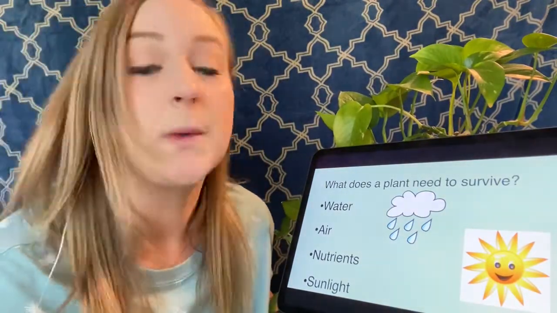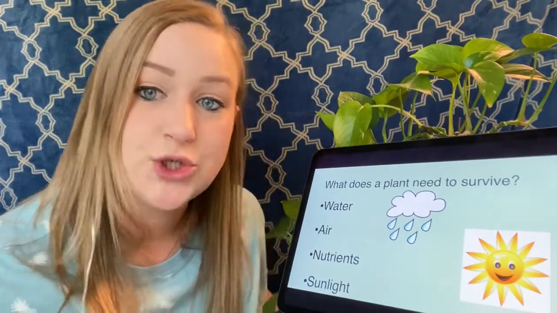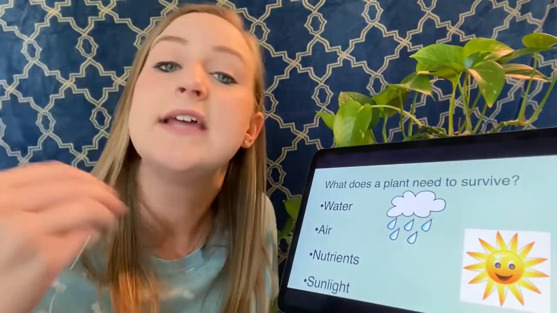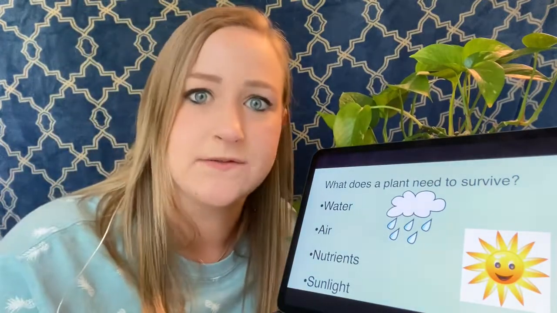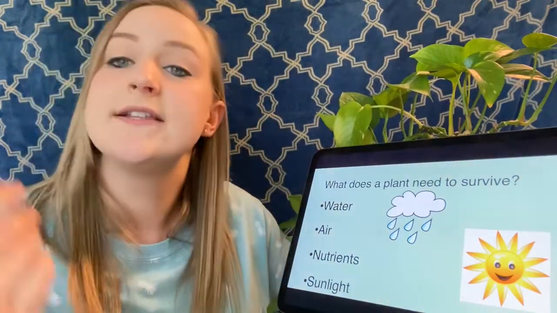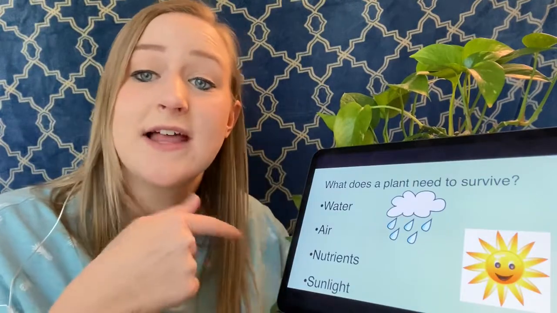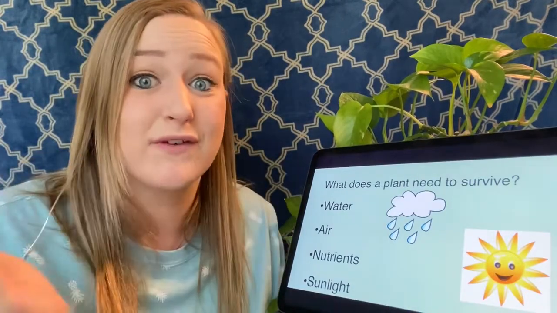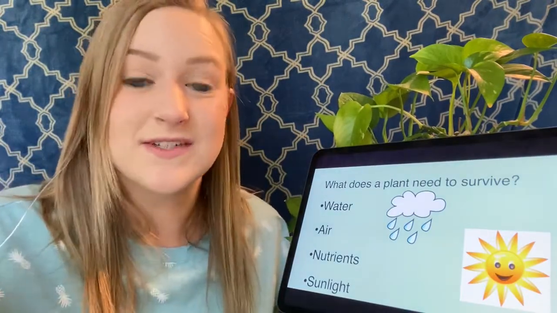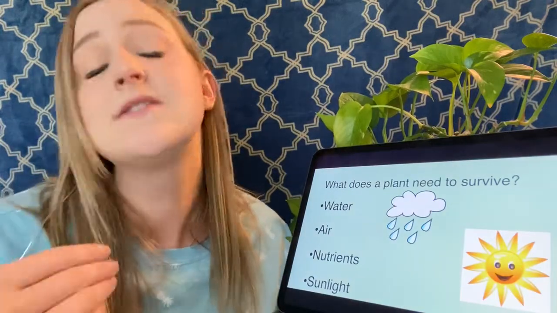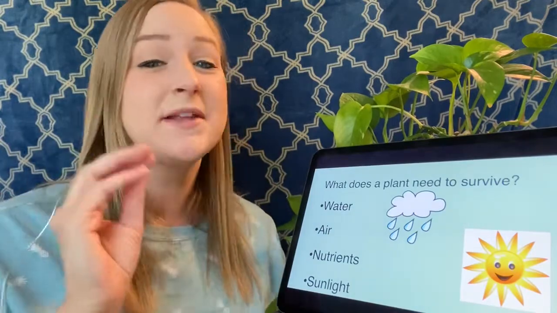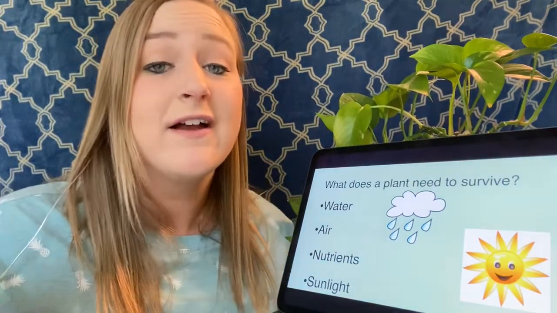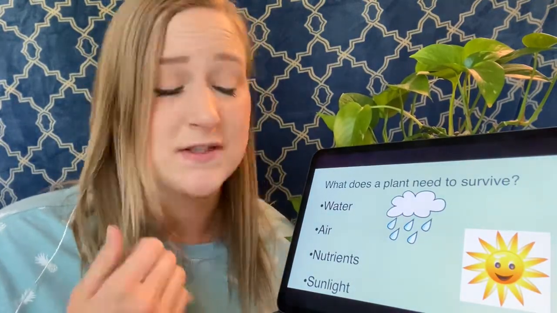So plants need water, air, nutrients, and sunlight. Now, the air that they need is a little bit different than ours. The nutrients they need is a little bit different than ours, but they need water and sunlight. Water, just like us, sunlight, we need to stay warm so that we don't freeze. So that's a little similar to us. And we also need nutrients. We need food to survive, and we need air to breathe. So plants are a little different, but all in all, they need things to survive just like humans do.